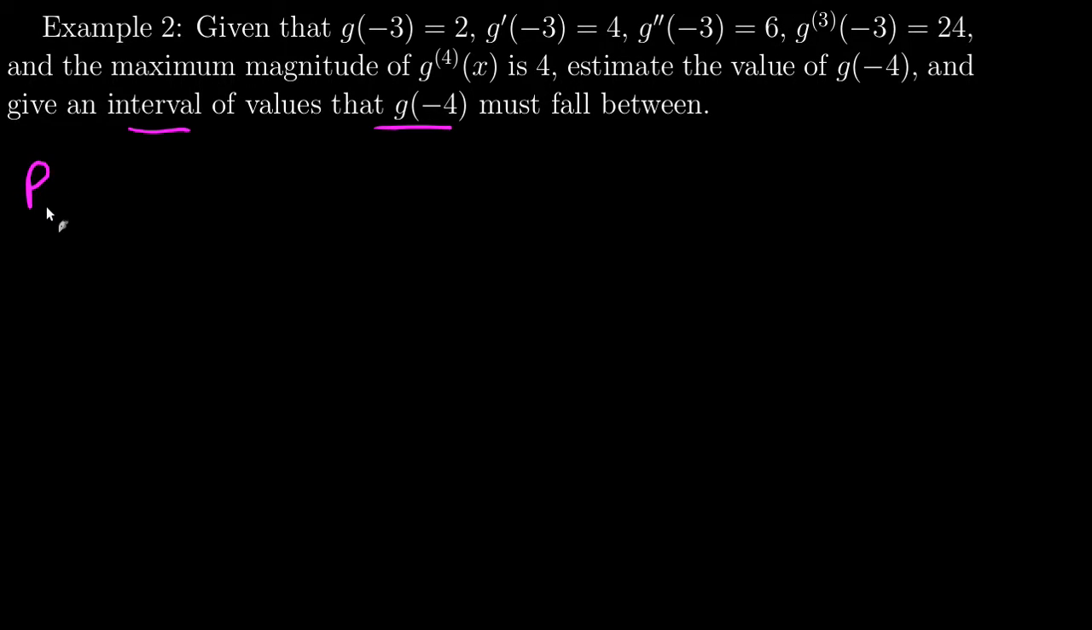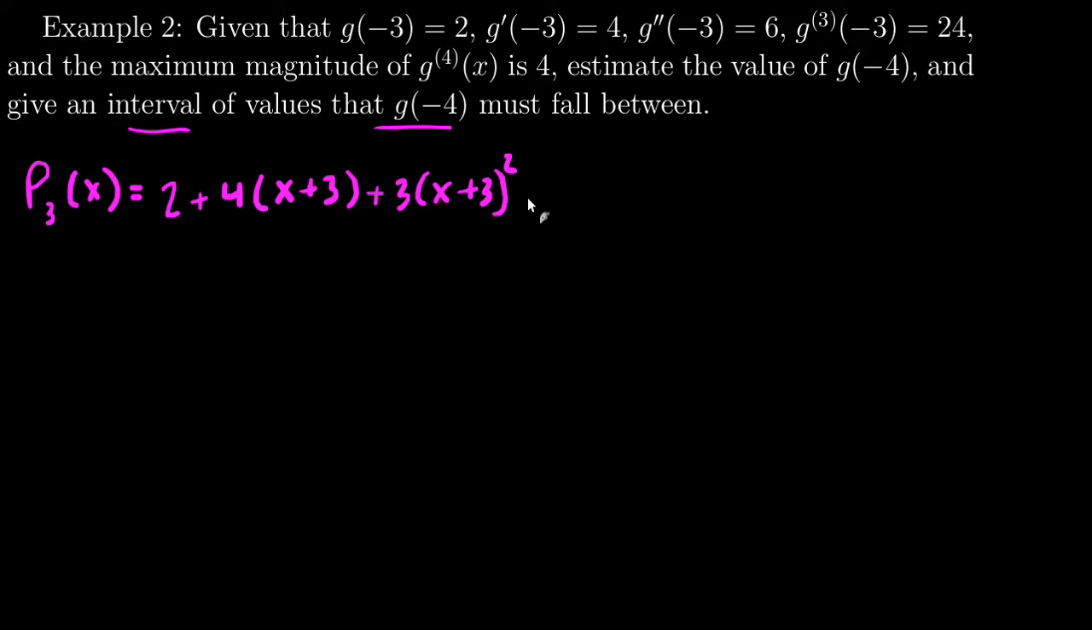So let me put this down. The third degree Taylor polynomial evaluated at x is going to be 2 over 0 factorial. Then the first derivative is 4, so plus 4 over 1 factorial times x plus 3 to the first. The second derivative is 6, so I have 6 over 2 factorial, which is just 3, x plus 3 to the second. And the third, I have 24, that's 24 over 3 factorial, that's 24 over 6. So that's going to be 4 times x plus 3 to the third.